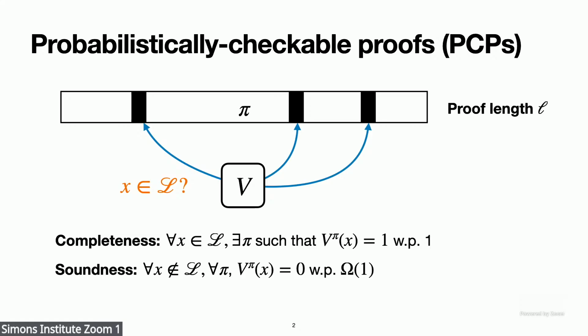So there are some important efficiency parameters for PCPs. One of them is the proof length, and in the context of this talk, we want the proof length to be polynomial. Okay, so we want to be able to write this down efficiently. The other important parameter for us is the query complexity. So this is the number of positions that the verifier looks at when it's checking the proof. And typically, the query complexity will be much, much less than the length of the proof.